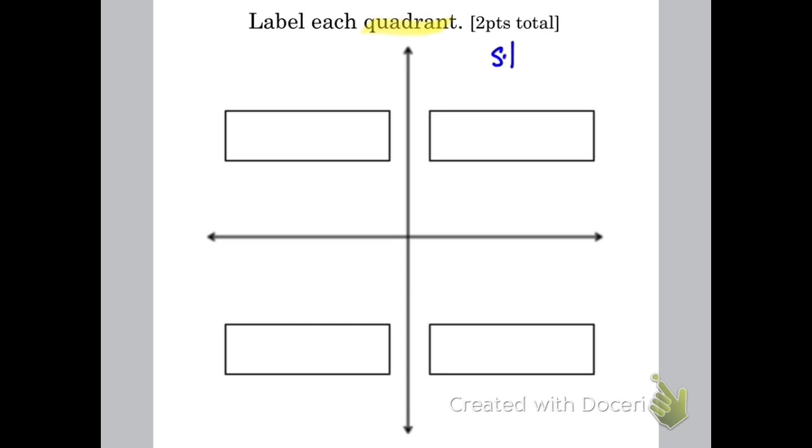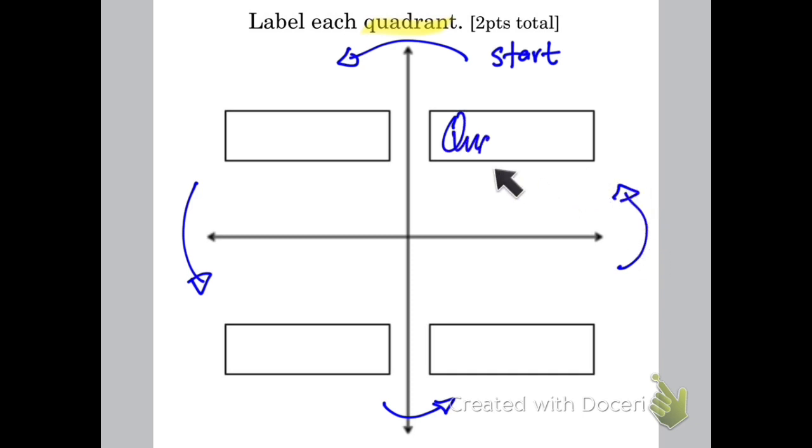Now here, we're labeling the quadrants, right? There are 4 of them. You start here, this is 1, this is 2, that's 3, and that's 4. And then I don't know why I wrote this last arrow here. So I'm writing down, this is quadrant 1.